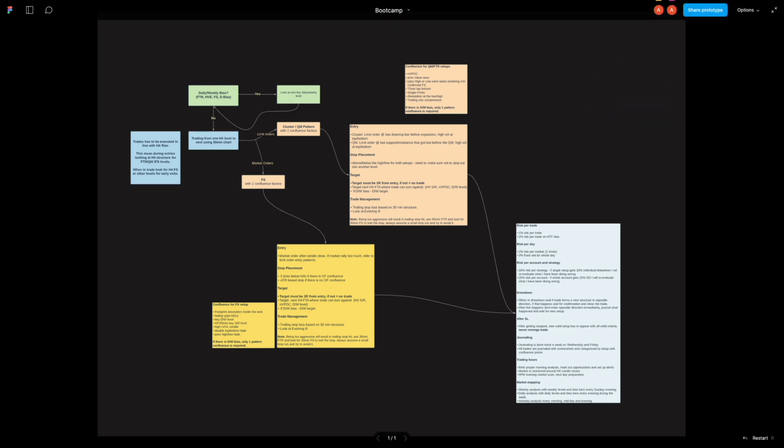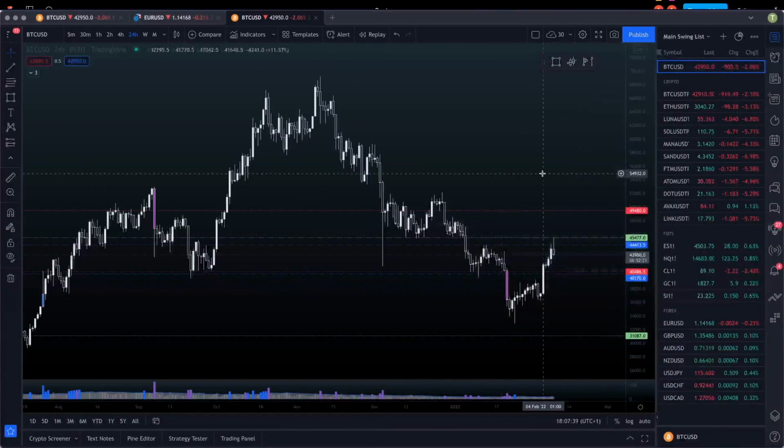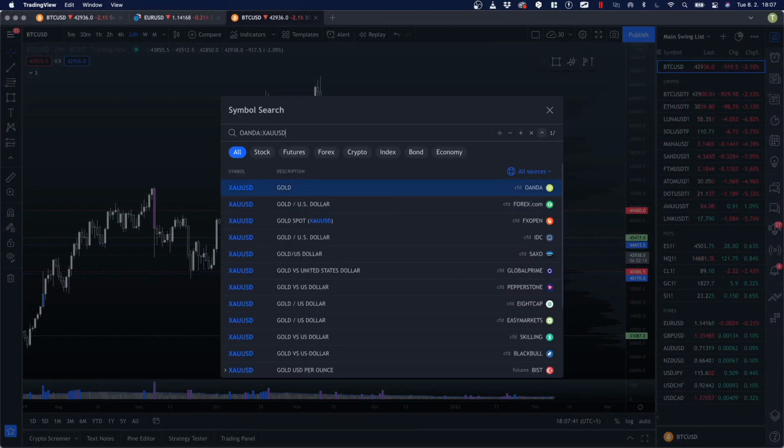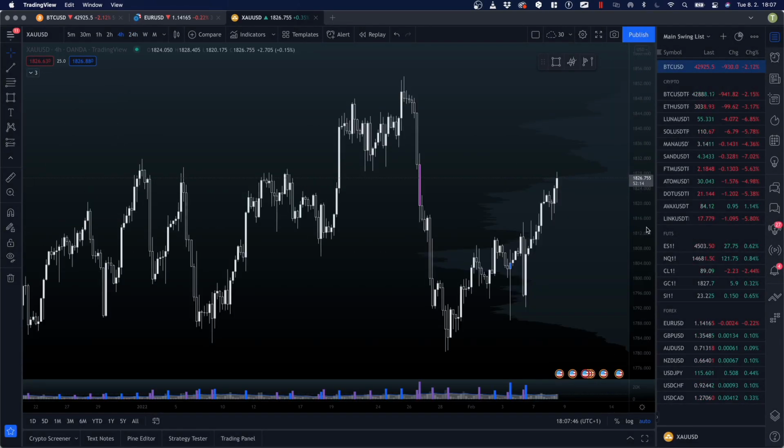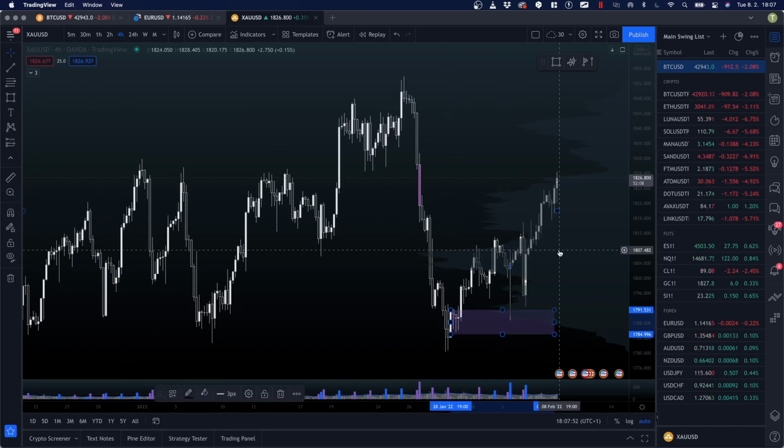This happened to me in gold. I can actually quickly show you this. If you take a look at the gold trade that I took, I was buying this cluster. I mentioned this in a video as well, and I posted this on Twitter.